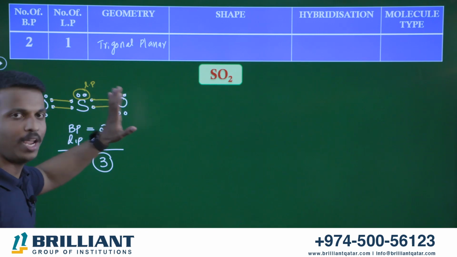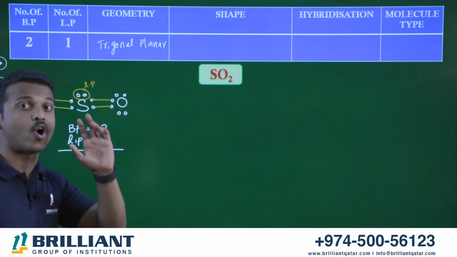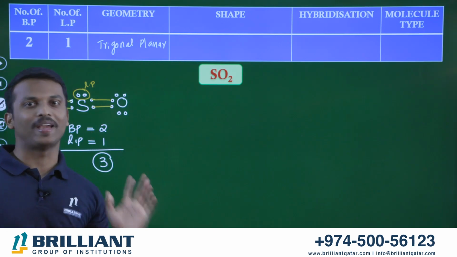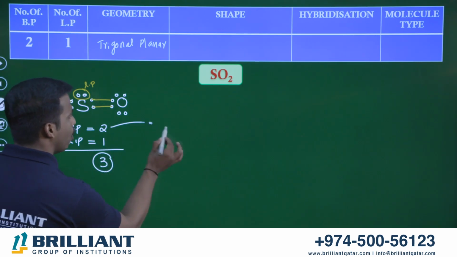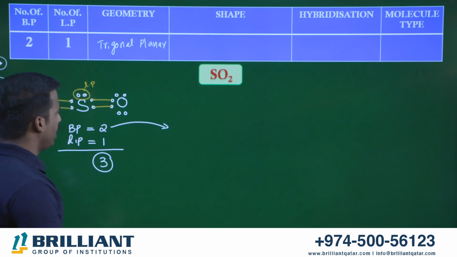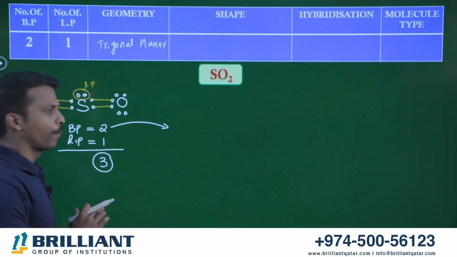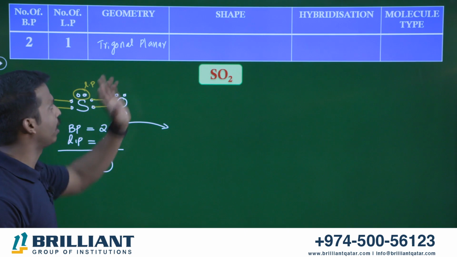If you want to know the shape of the molecule, we consider only the bond pair. Correct or not? Only bond pair we are considering. How many bond pairs are there? Only 2 bond pairs. There are 2 bond pairs and 1 lone pair, right? We already said trigonal planar.